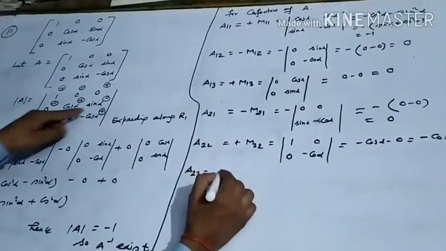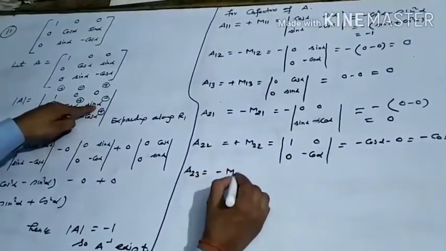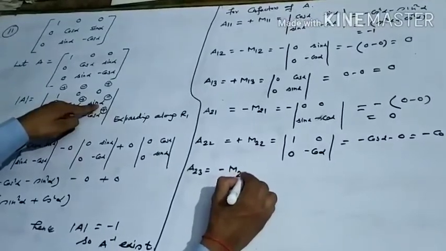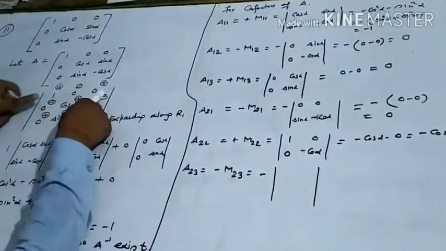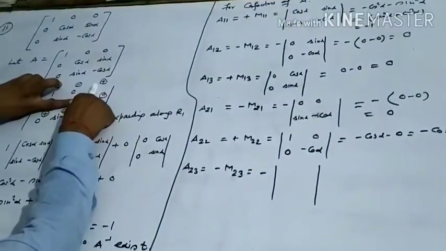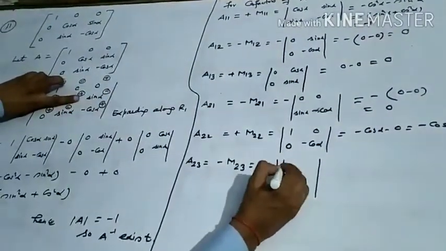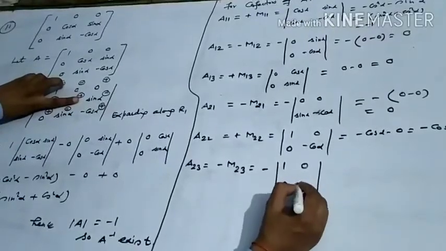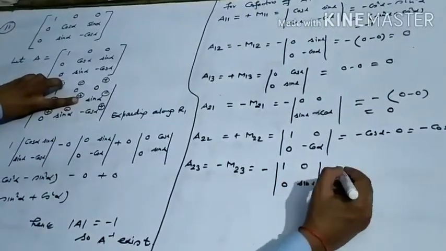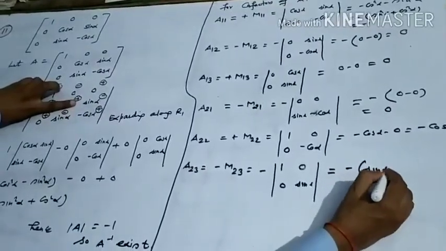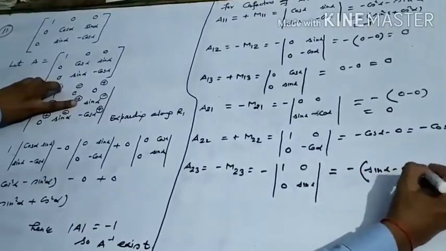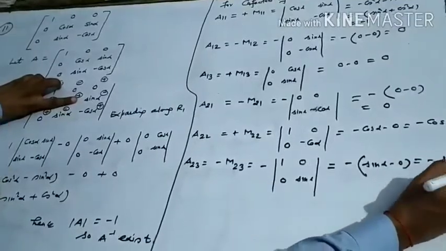So this is equal to sin, if you see this is the minus, and then minor of the element of the second row and third column. So this is equal to minus, and then subdeterminant after leaving second row and third column. So this is the 1 0 0, and then this is the sin alpha. This is equal to minus sin alpha minus 0, or simply this is the minus sin alpha.